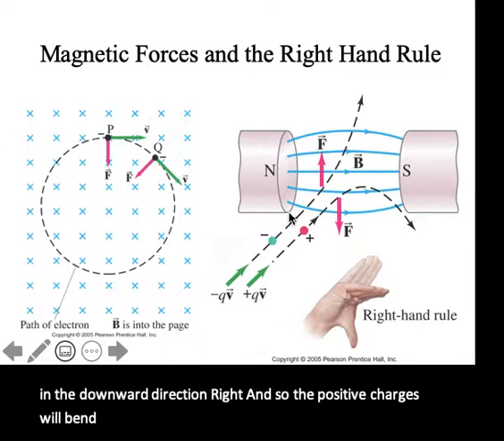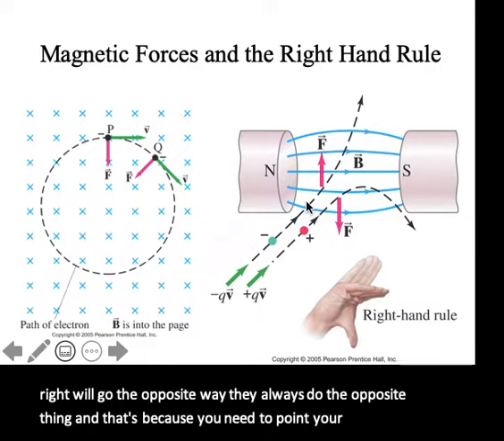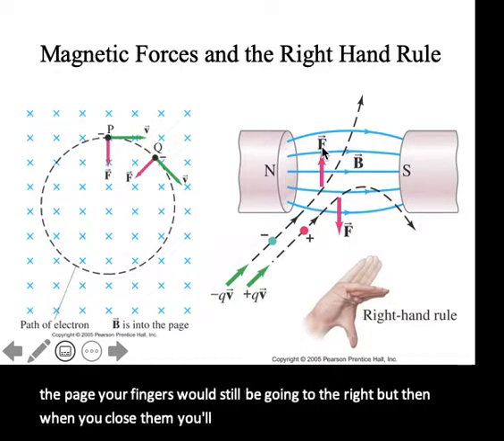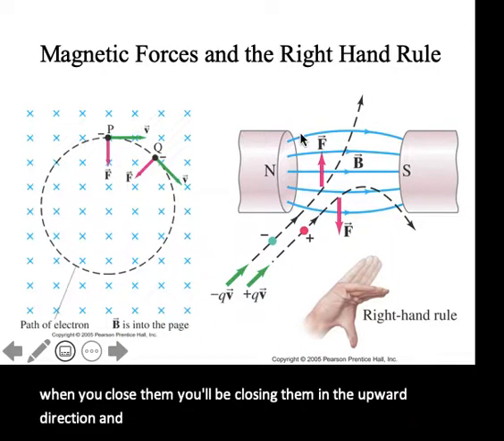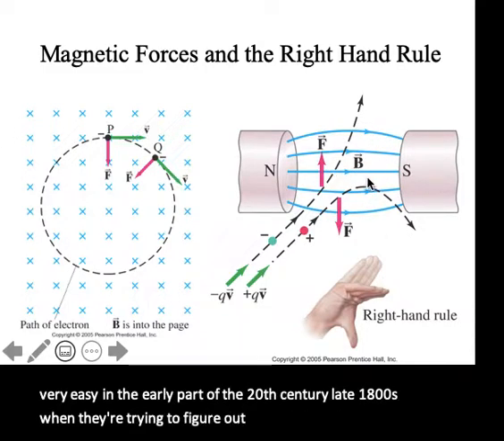Negative charges, on the other hand, will go the opposite way. They always do the opposite thing. That's because you need to point your thumb out of the page. Your fingers would still be going to the right, but when you close them, you'll be closing them in the upward direction. And this, in fact, is how they sorted charged particles very easily. In the early part of the 20th century, late 1800s, when they were trying to figure out whether things were positively or negatively charged, this is what they did.